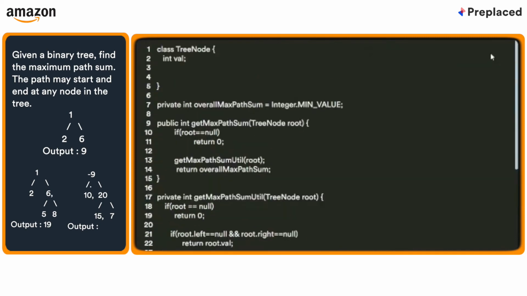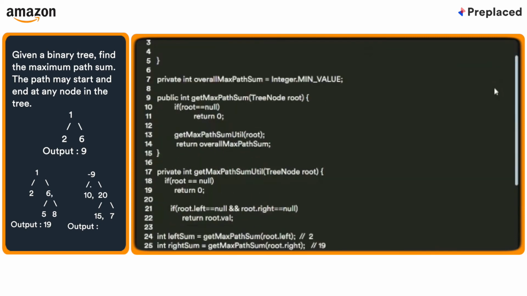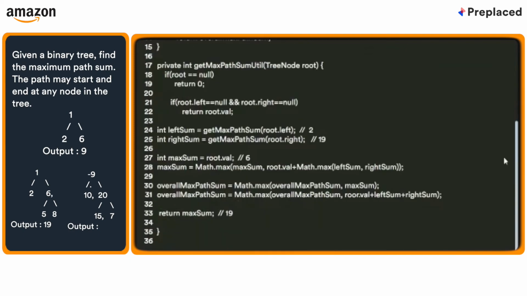So dead code here is, this is fine. So here the dead code will be root.left, root.right is fine. Hold on, one second. I'm just thinking.